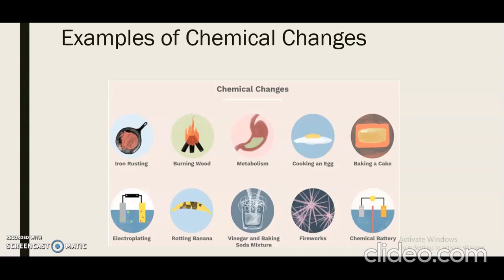If you want, I will tell you how cooking an egg is also a chemical change. When you take an egg, it is round in shape and it is raw, meaning it's not boiled or anything. But when you cook it, it changes, it becomes more tasty, right? And its shape also changes. So there is a chemical change.